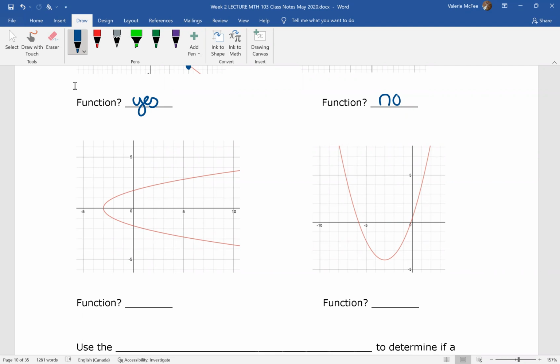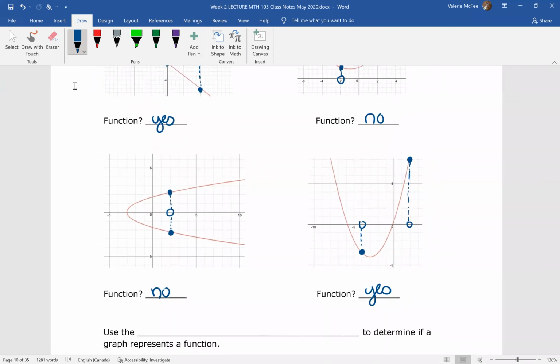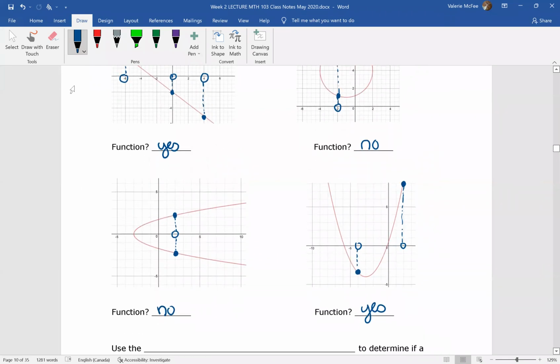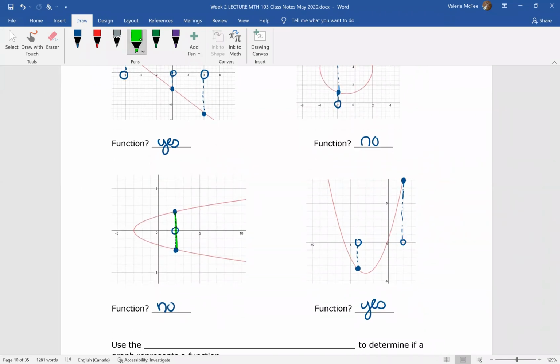The first one, if I choose this value of x, it corresponds to two y values. It's not a function. This parabola, no matter which value of x I choose, it corresponds to one y value. This is a function. Do you notice that every time we checked, I drew a vertical line?